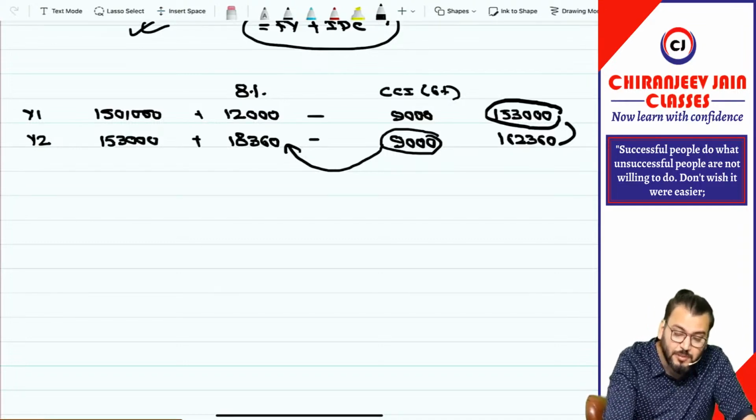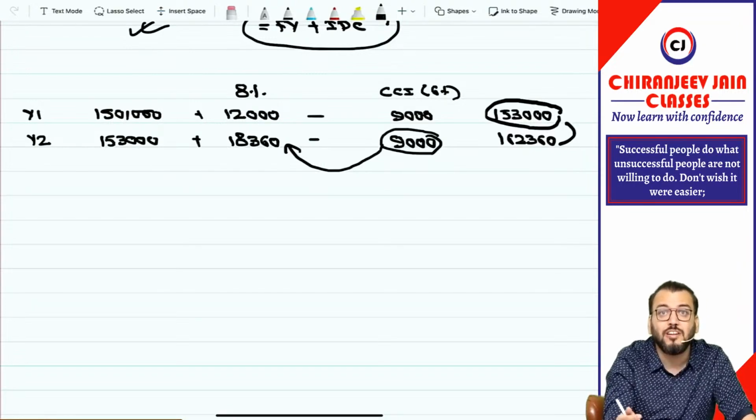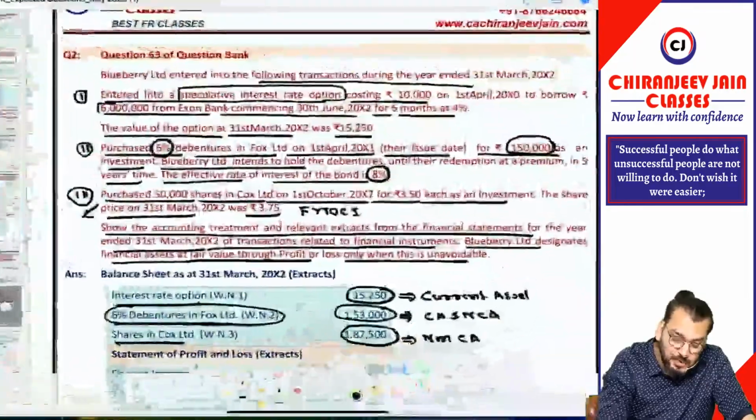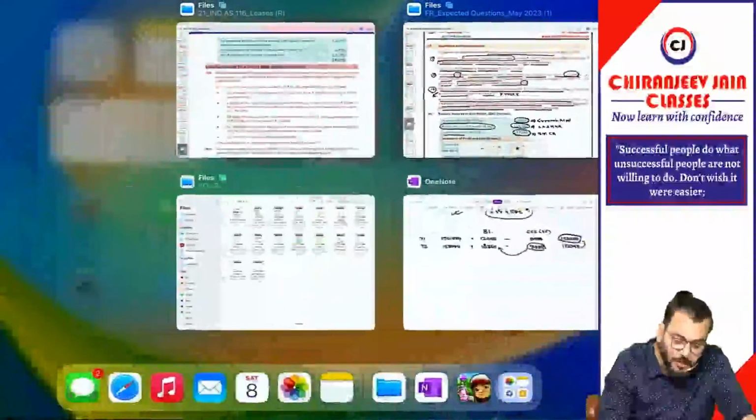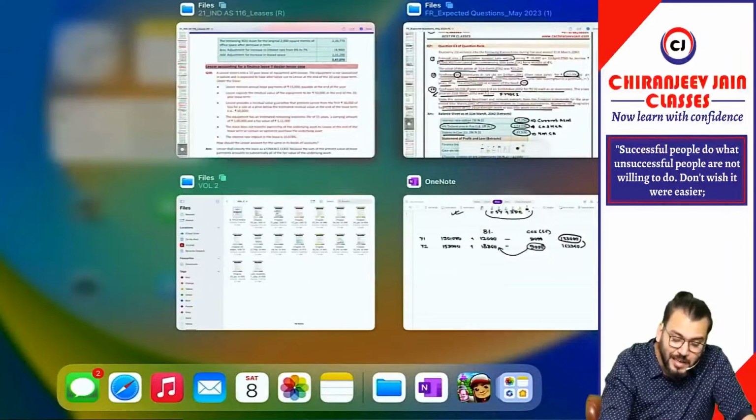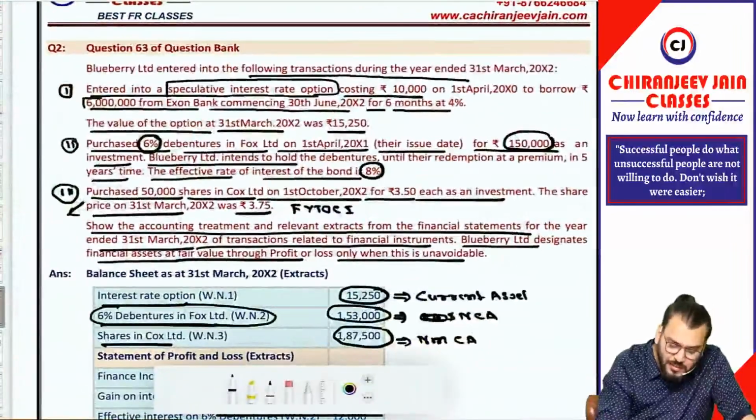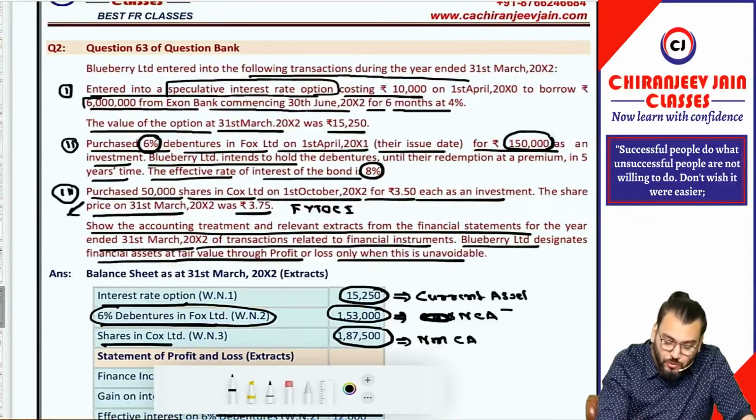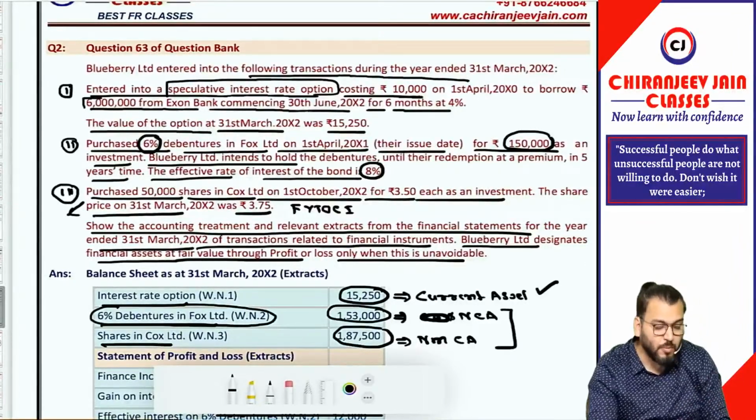So this 1,53,000 will be entirely non-current asset. So you can add on this, there is no current asset portion, it will be entirely non-current asset portion. That is what I will say, this is the better presentation. If they ask to extract a balance sheet, these two will come under non-current asset and this will come in the current asset. Understood this point?